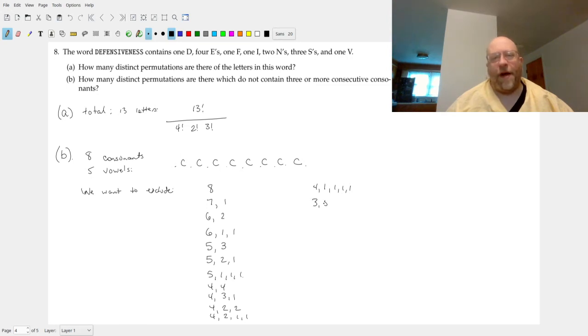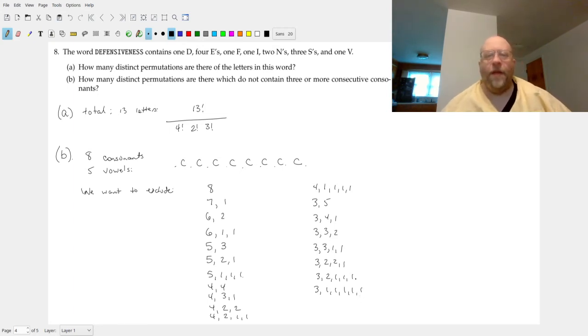Four and one and one and one. Or three and five, and four and one, two and three and one, and two and two and one, and two and one and one, and finally three and one and one. I think those are all of the ways that we can break up eight where one of the factors has at least three or more consonants in it. Okay.